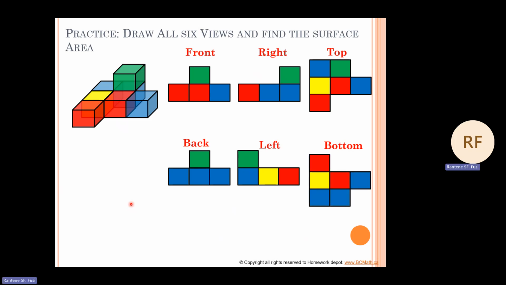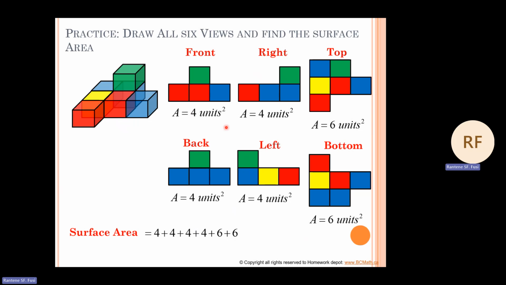So then you can calculate now the area. Look at the area. How many blocks do we have here? 1, 2, 3, 4. 4 unit squares, right? Then how many here? 4 squares. Then that one is also 4 squares. This one is 4 squares. Then that one is 6 squares. And this one is 6 squares. So if you add all these areas together, it will give you the surface area, which equals 28 unit squares, right?